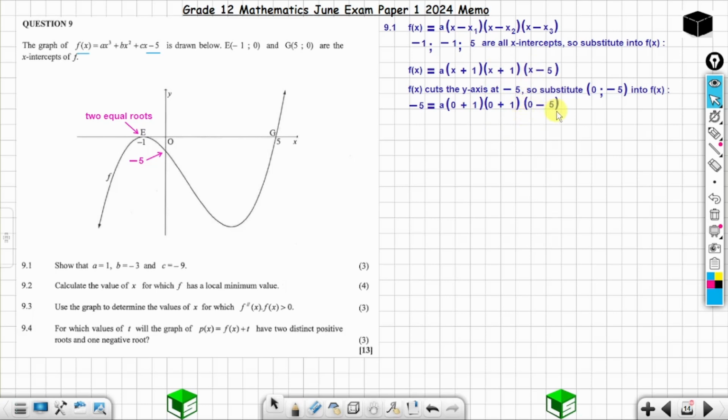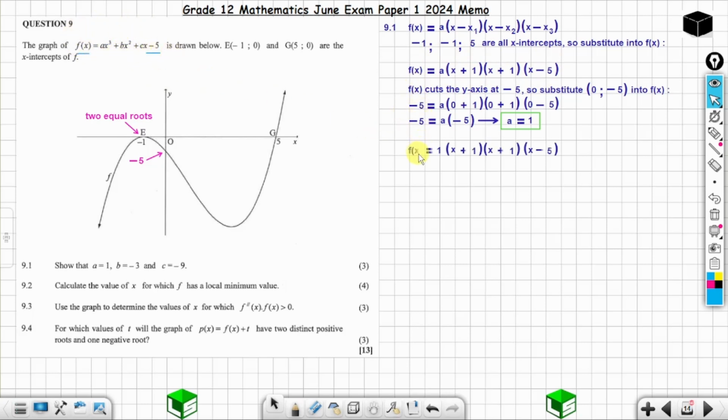Okay. So now you have -5 is equal to, you have 1 times 1, which is 1, times -5, which is -5. So you have A times -5. Now A is equal to 1. You divide by -5 on both sides so that you can find A. Now substitute A into this equation so that you can find this form of the equation.